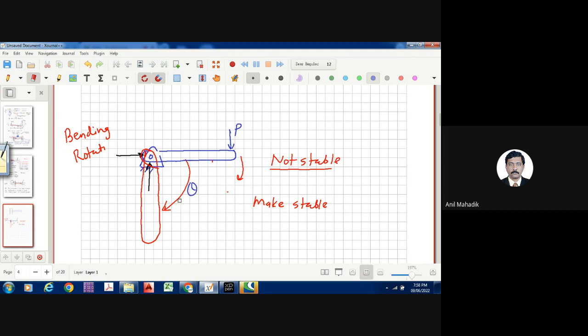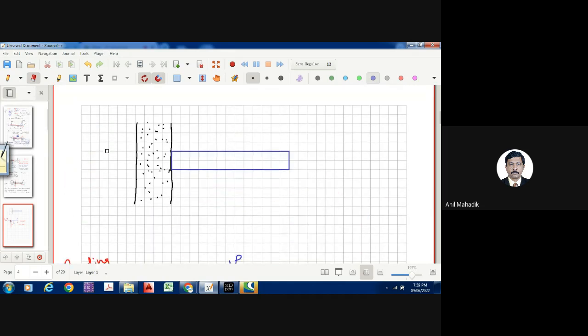There has to be somebody who will resist this rotation. That means there has to be some moment of resistance at the support available, right? So you should make such an arrangement of the support who will resist the rotation. And whenever you resist the rotation, there will be moment possible at the support, right? Now let's go to this problem again.